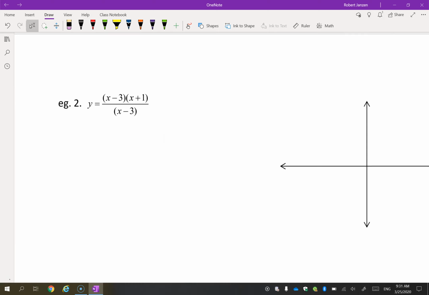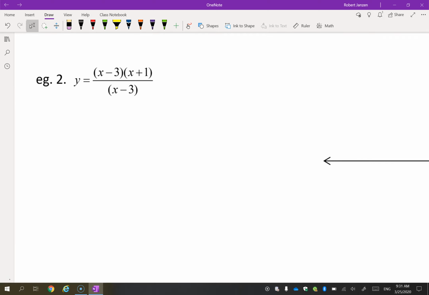Okay, this one's just slightly different. Here, again, if we look there, I know that x cannot be 3. That is a non-permissible value. But this time, x minus 3 would cancel out because that's a common factor. So we can reduce that. x minus 3 divided by x minus 3 is just 1. And so now you're left with the equation y equals x plus 1.